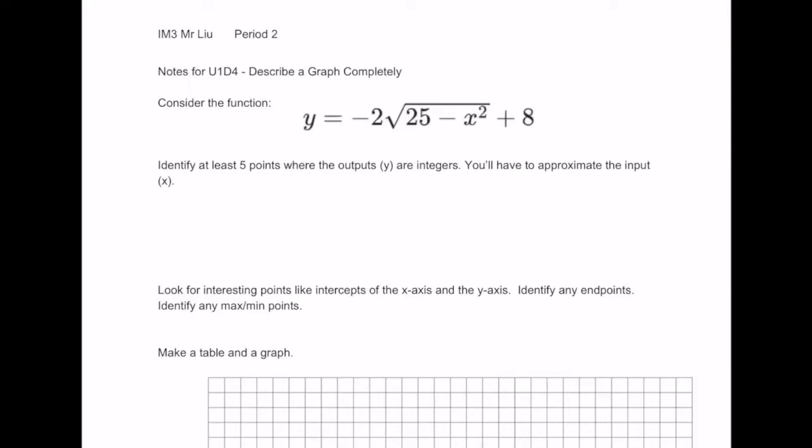Here in Unit 1, Day 4, we're trying to give you some deeper understanding of something called describing a graph completely. Consider the function that you see on this page right here. It's y equals -2 times the square root of 25 minus x squared plus 8. In the first part here, I'm saying identify at least 5 points where the outputs, which are the y's, are integers. And you'll have to approximate the input of x.